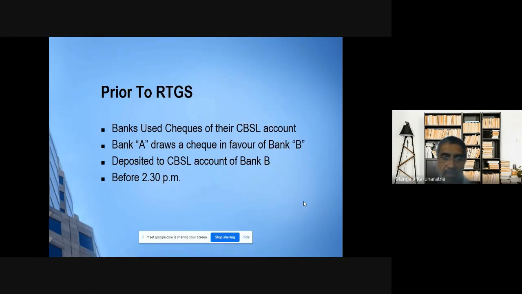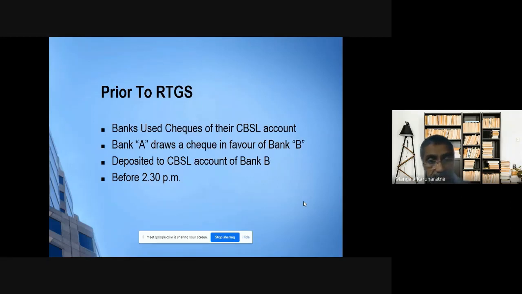So if one bank wants to make a payment to another bank, that bank will draw a check in favor of the pay bank, right? Say Sampath Bank wants to make a payment to Commercial Bank, it's a call money. So Sampath Bank will draw a check for that amount and send someone to the central bank and deposit this check in the account of Commercial Bank, the receiving bank's account, right?